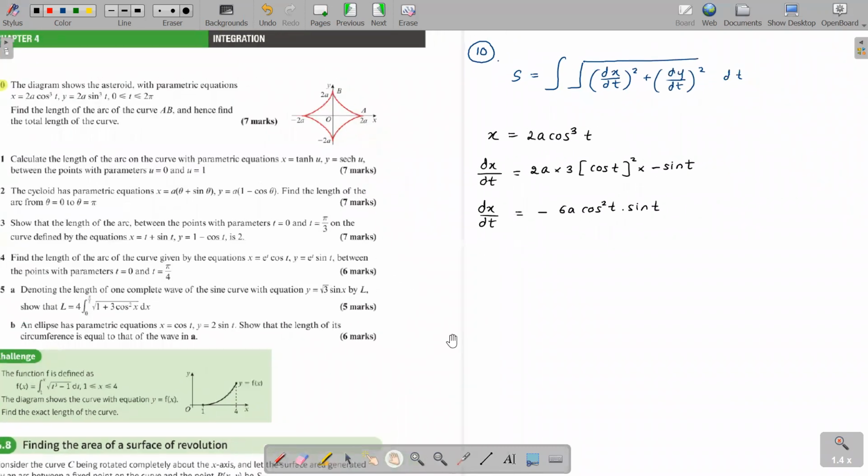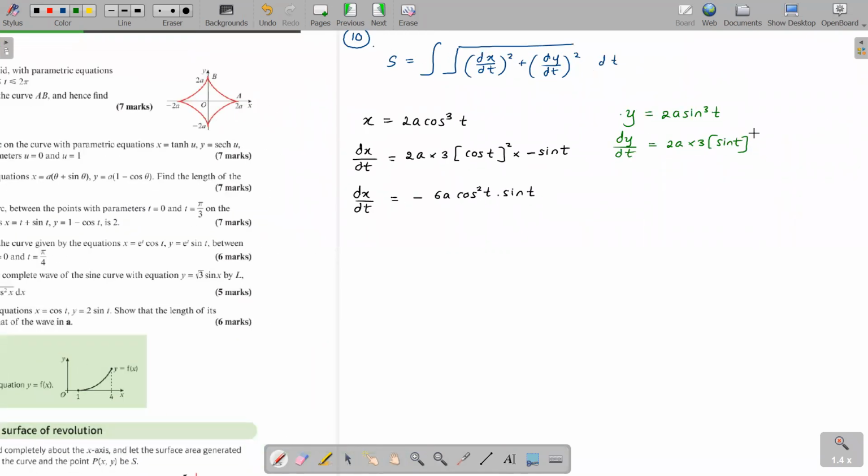Then y equals 2a sine cube t. Let's get that also. So dy by dt equals 2a sine cube. Again you give priority for the power, right? You take the power 3 in front. Sine t to the power 2, and then into differentiation of sine, which is cos t. Here dy by dt equals 6a sine square t into cos t. Okay, so I get this.